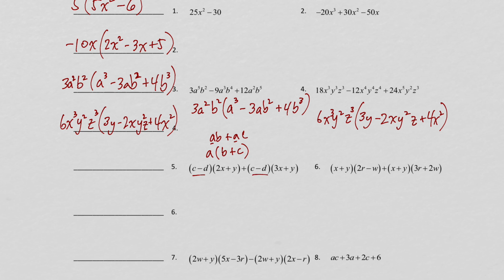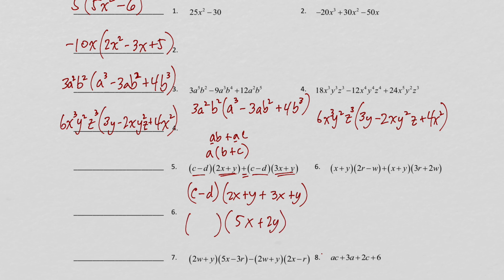So that's what I'm doing here. Here's my common factor of C plus D, or C minus D. So I'm pulling out the C minus D, and then that leaves behind 2x, that plus that. There's a plus there. So 2x plus y plus 3x plus y. And then I'm going to combine like terms, and I'm going to get 5x plus 2y in here.